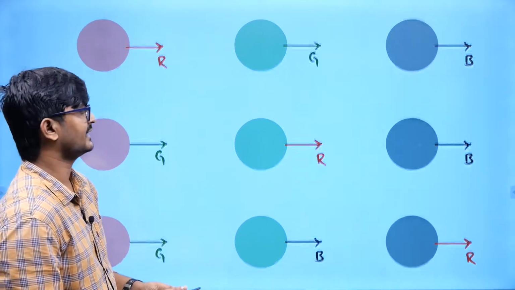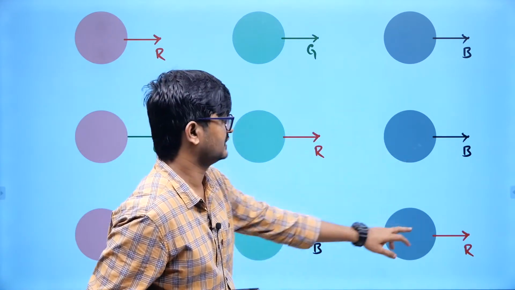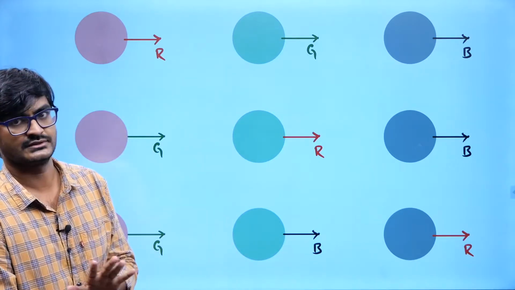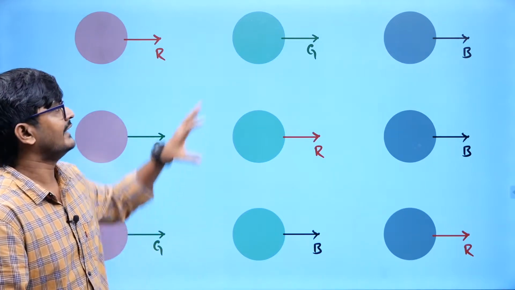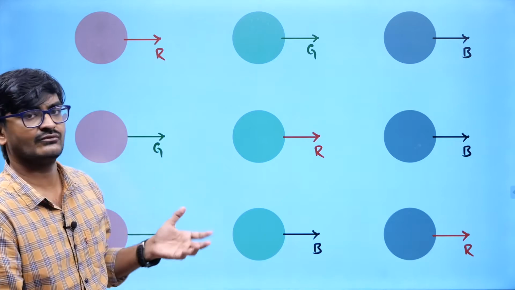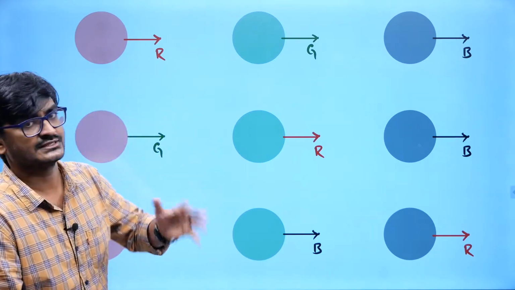Now in the next moment I am assuming these two will be colliding and they will be interchanging their velocities. So this will be becoming r, this will be becoming b. Now this is how it looks when they are interchanging only velocities. Now I will try to see how it looks when they interchange their velocities as well as colors.